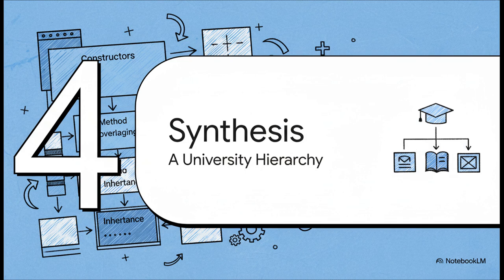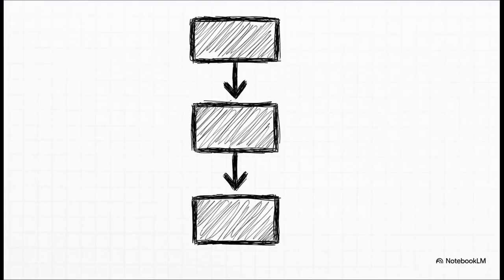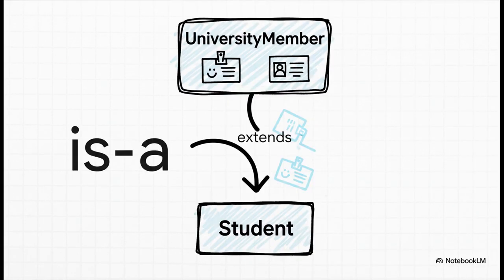Okay, so we've seen all the individual pieces. Now, let's put it all together and see how these concepts work in perfect harmony to model a real-world system. We're going to model a university. So at the very top, we'll have a general membro universidade class, a university member. From that, we'll derive a more specific alumno class for a student. And from that alumno class, we can get even more specialized with a bolsista, or scholarship student class.